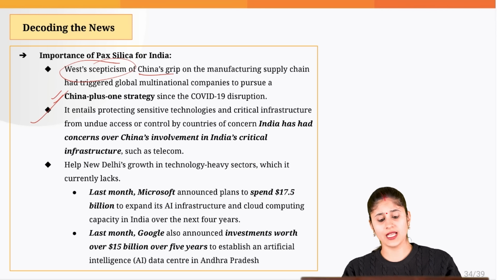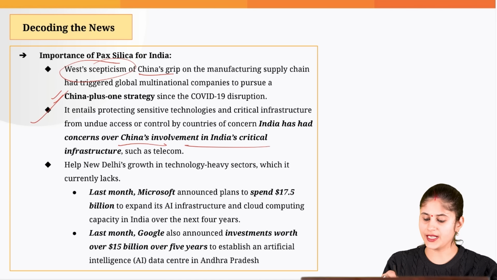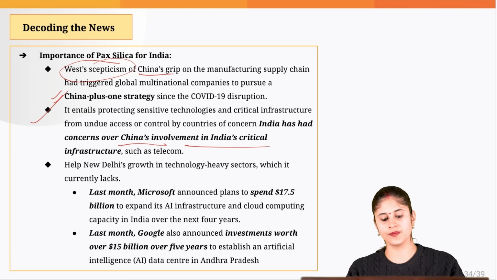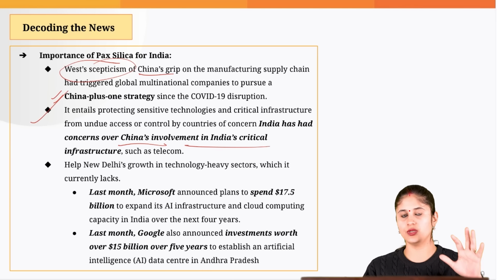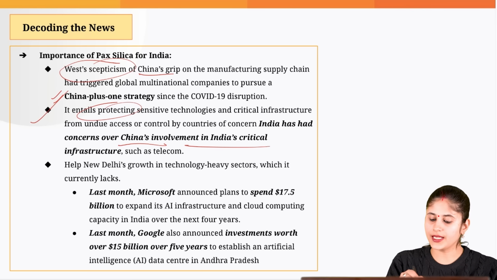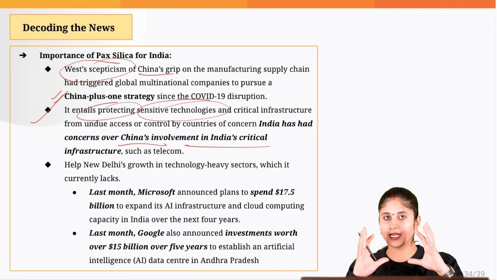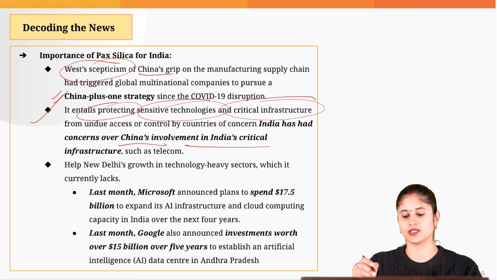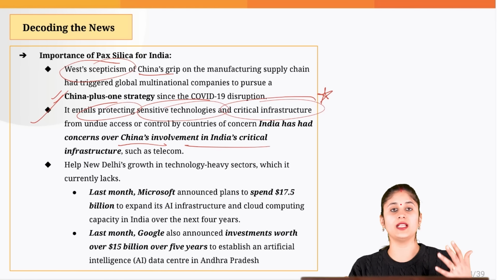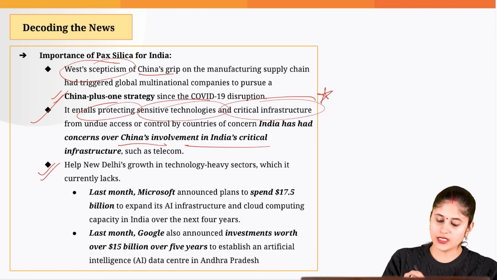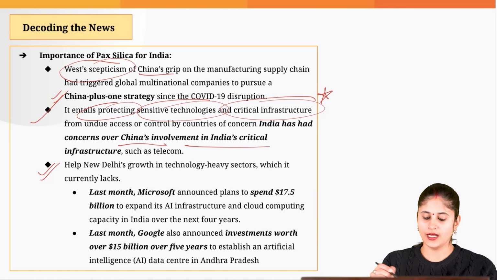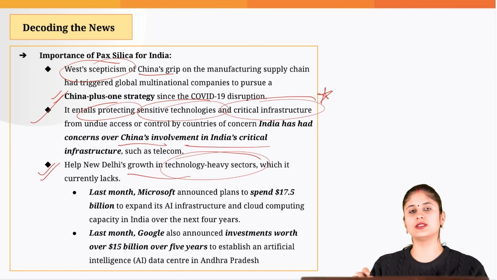And India previously has also raised concerns over China's involvement in India's critical infrastructure. So, under this Pax Silica initiative, the US has pointed out that it also entails protecting sensitive technology and critical infrastructure, which is in alignment with what India wants. And this would help India to grow when it comes to technology heavy sectors.